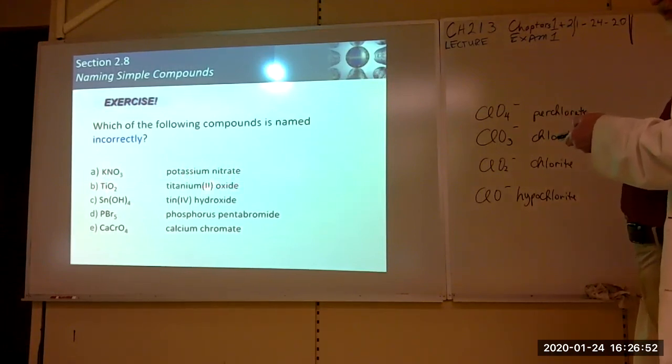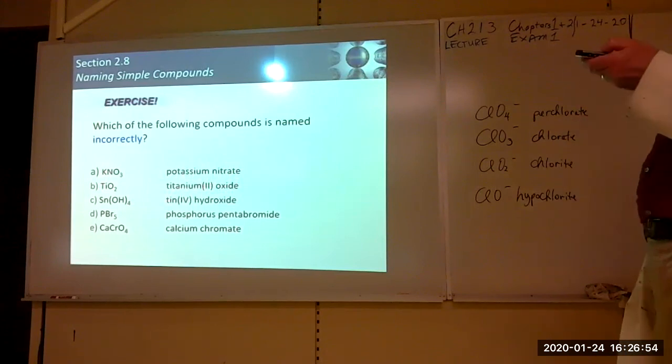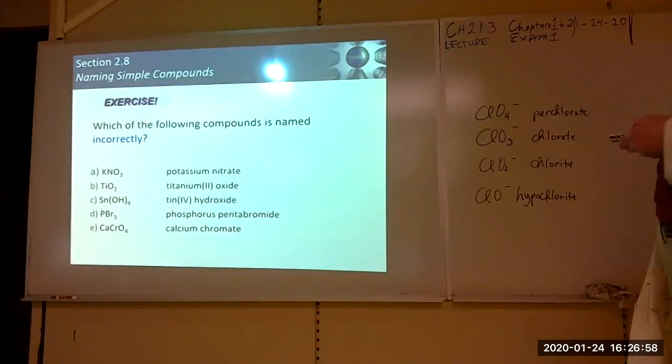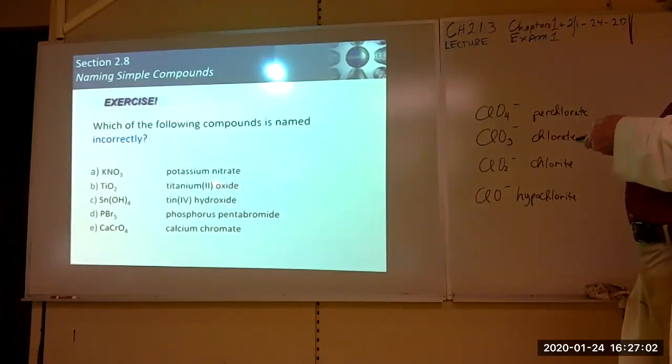Is that Roman numeral correct though? Remember where titanium comes from right here. So it will probably have a Roman numeral. So oxide is 2-. And if we say titanium 2, that means the charge on titanium is 2+, right?